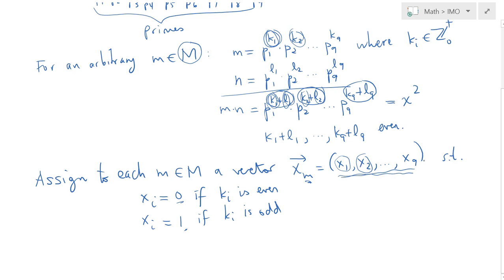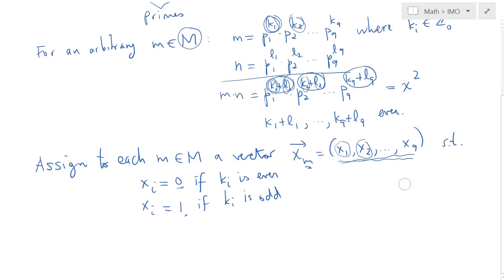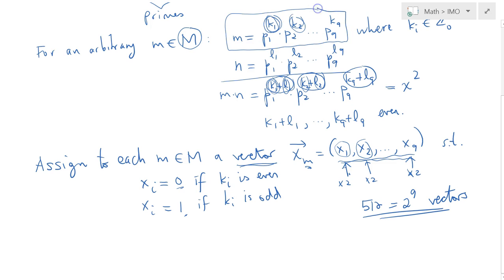But then we have a great idea coming. Because each of these entries is binary, we have 2 choices for each and every single one of these 9 entries. So in total, the space of all these vectors can contain at most 2 times 2 times 2, so basically 2 to the 9 vectors, which happens to be 512. In total, we have 512 different types of vectors, or different types of numbers, we should say.